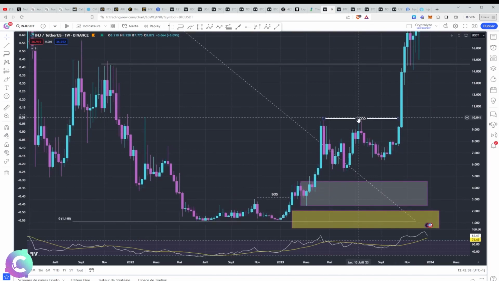I believe that at the time when I had started to talk about Injective, we were in this zone, where I was precisely telling you that we had to be careful. If we broke this liquidity hold, we could accelerate. But basically, given that we were in a zone of strengthening liquidity, there were great possibilities of having a retracement, something that we had.